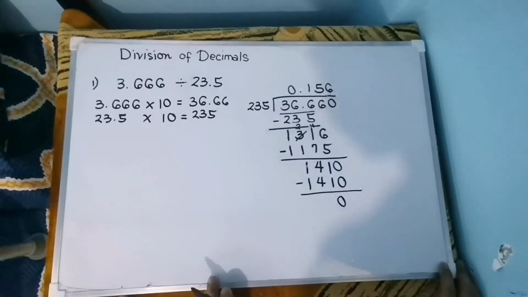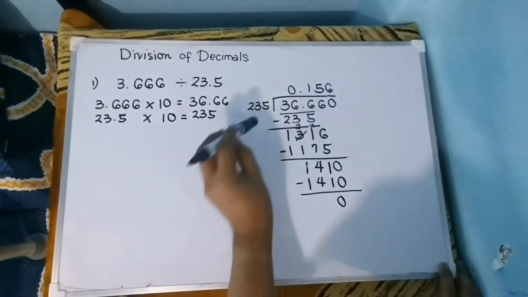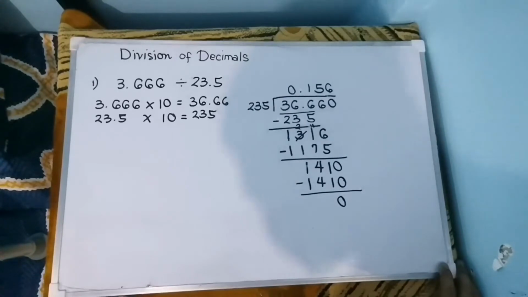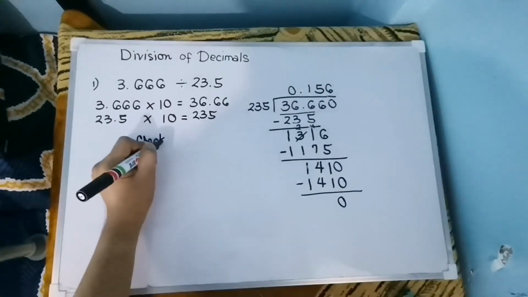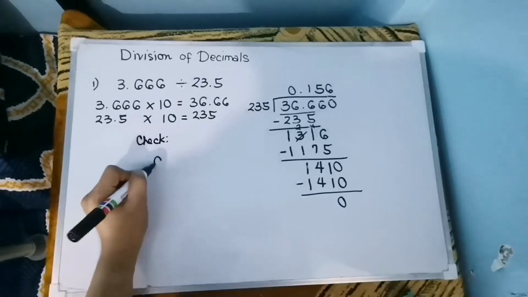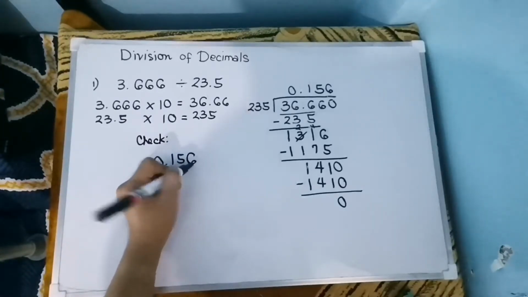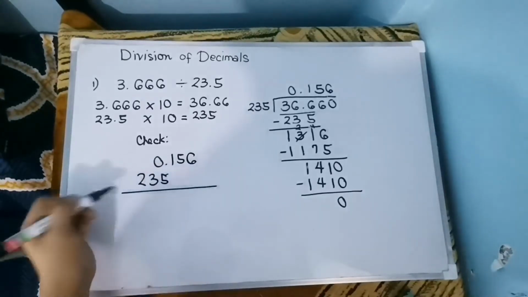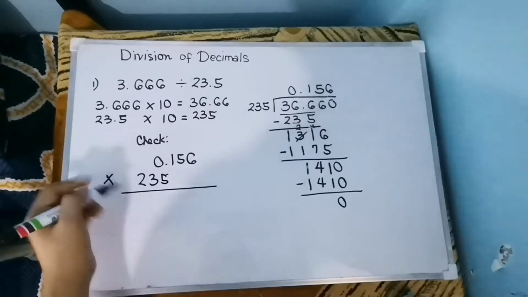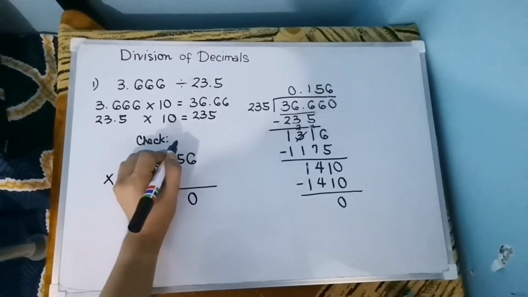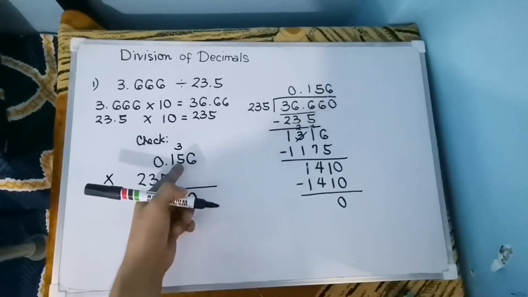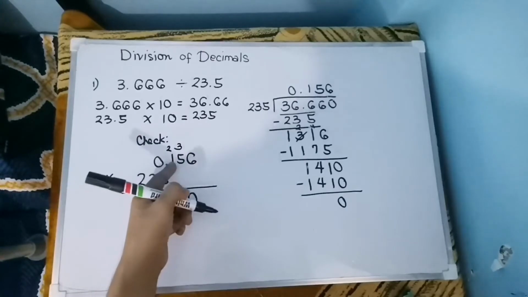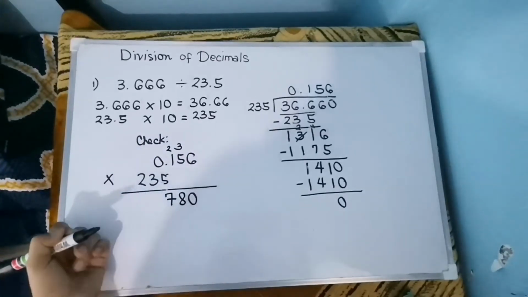To check the answer, we need to reverse the process. So, imo-multiply naman natin yung quotient dito sa ating divisor. Titingnan natin kung makukuha natin yung dividend. Okay? So, we have here 0.156 times 235. So, 5 times 6, we have here 30, carry 3. 5 times 5 is 25, plus 3 is 28, carry 2. 5 times 1 is 5, plus 2 is 7.